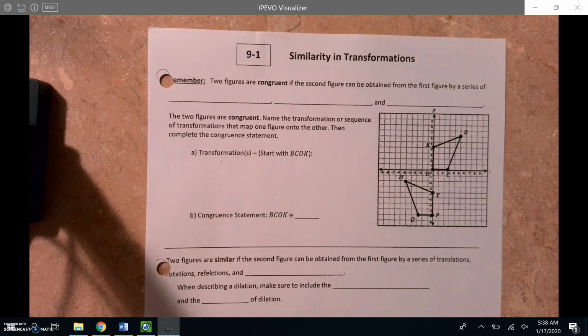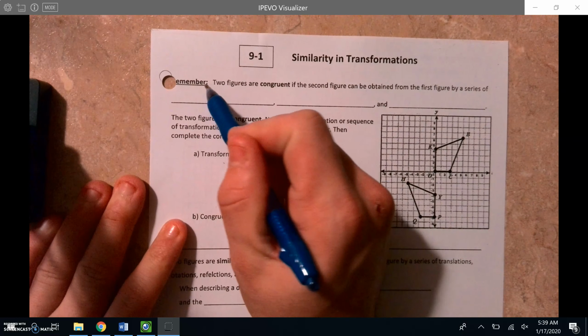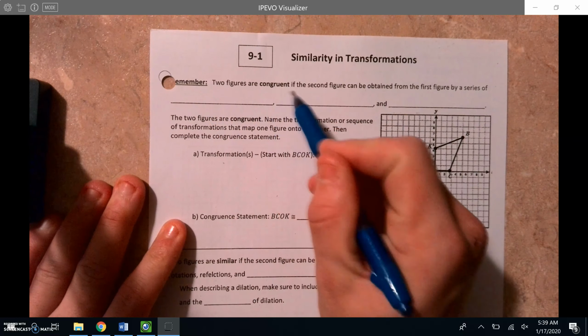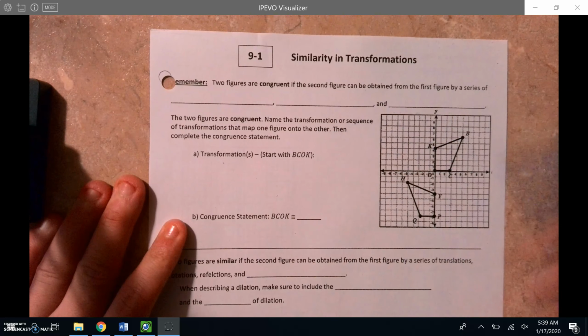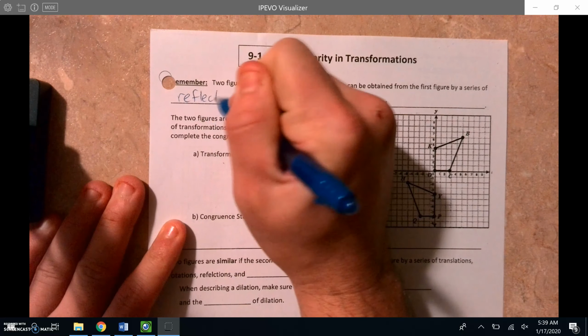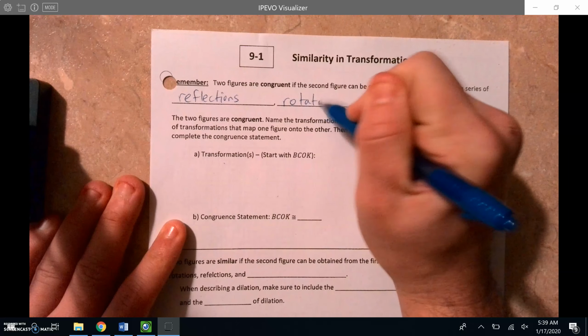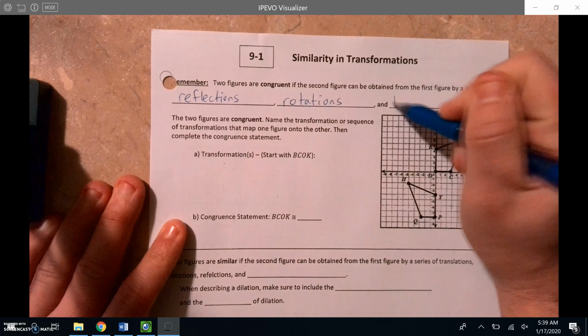In this unit, we are going to be looking at similar figures. If you remember back to Unit 3, two figures are congruent if the second figure can be obtained from the first figure by a series of reflections, rotations, and translations.